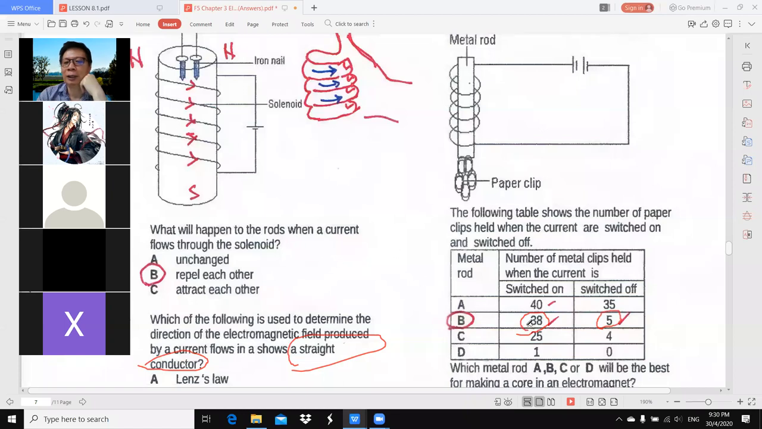A good electromagnet should be such that when you switch on the current, the magnet is strong. When you switch off the current, the magnet becomes very weak. That is what you want, you know. So the best answer is B. Understand? Some of you say it's 35, no. When you switch on the current, more paper clips are attracted, the magnet is strong. When you switch off the current, the magnet should be very weak. No current, no magnet. So it should attract fewer paper clips. So the answer is B, right?